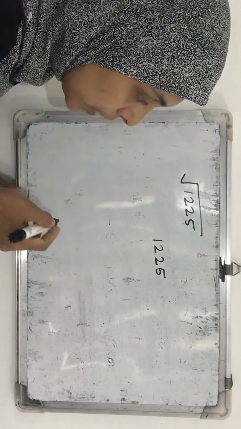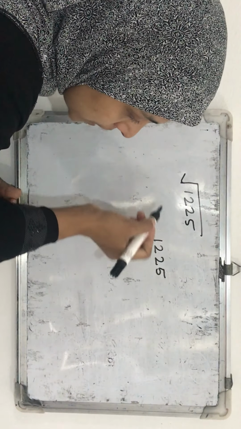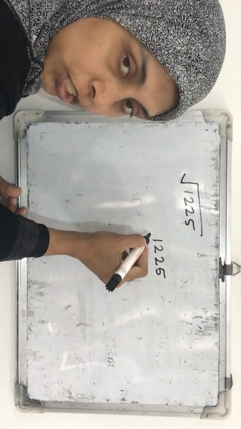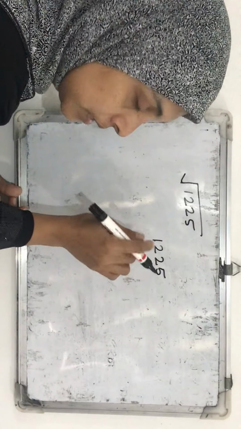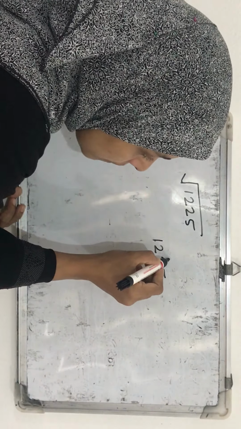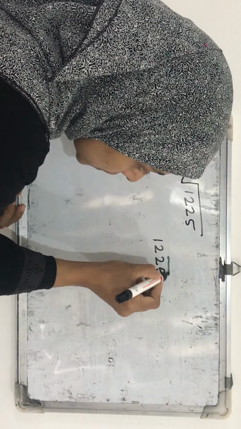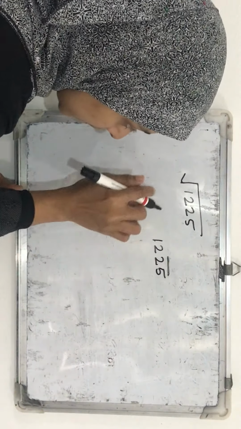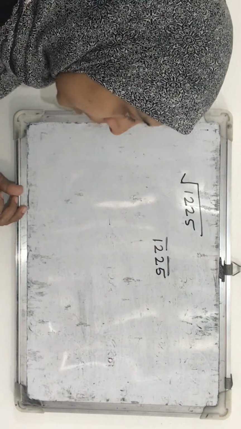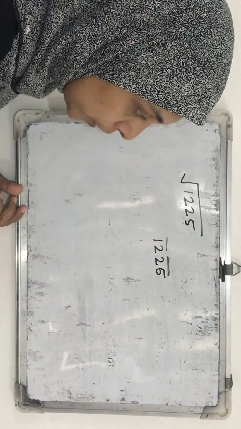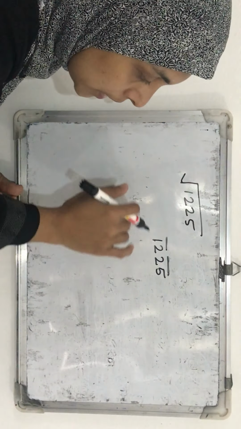So first, starting from the units place, we want to pair these numbers. So first we make a pair for the ones place and tens place. Next, for the next 2 digits we make another pair. So we make pairs for the given digits in the number.